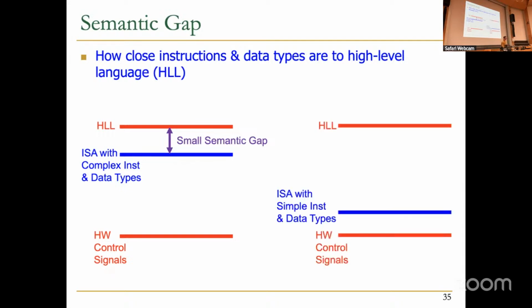If you have an instruction set architecture with simple instructions and simple data types, or few data types, you're closer to the control signals. So you have a large semantic gap. Now you see the complexity, right? Now this mapping is hopefully easier for the software, harder for the hardware designer. Again, the hardware designer, as your fellow student said, can optimize things. They can make whatever instructions are defined over here as fast as possible, but they still need to do the work to do that.